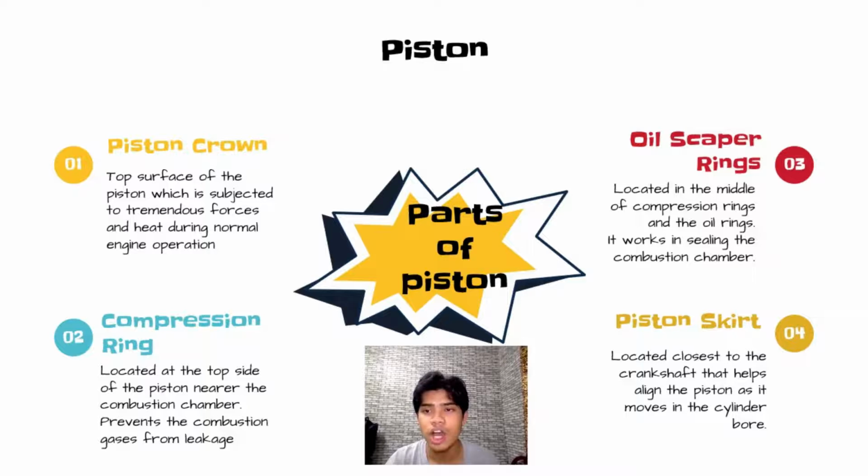After that, the oil scraper rings. They are located in the middle of the compression rings and the oil rings. The function of the oil scraper rings is that they work in sealing the combustion chamber. Lastly, the piston skirt. It is located closest to the crankshaft and helps align the piston as it moves in the cylinder bore.